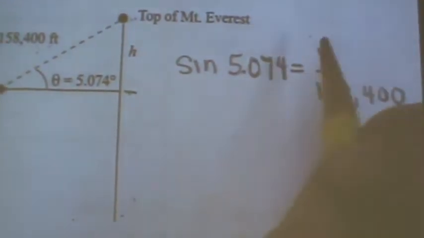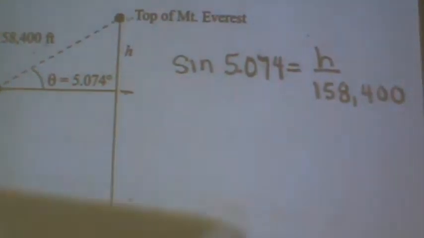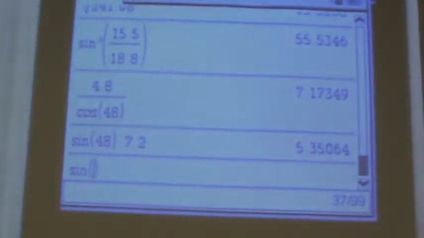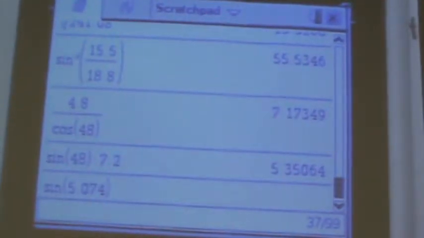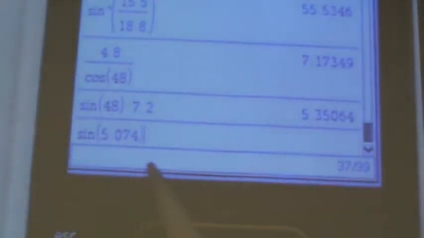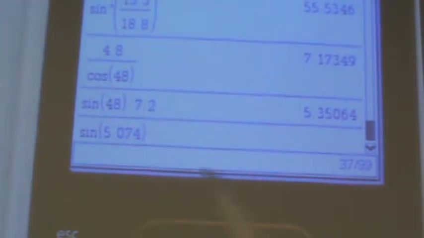Okay, how do you do this problem? Make sure your calculator is in degree mode, everybody. If you're using the Inspire, hit the trig button, sine, and make sure your calculator is in degree mode. Then make sure you jump out of that parenthesis when you hit multiply. If you don't, it's gonna multiply the sine of 5.074 times that other number, which is 158,400. So, what answer do you get for h?